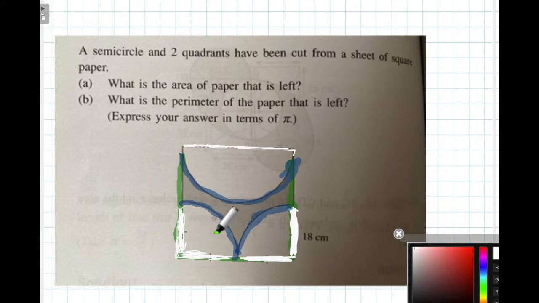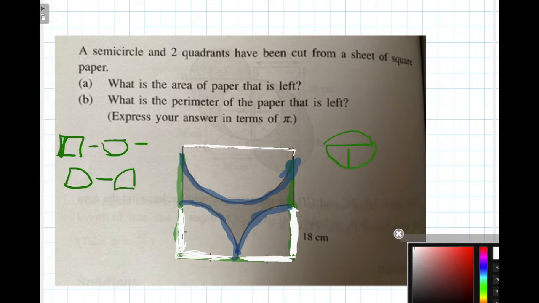So now you can see what is left is the area of the paper. So you have to use the square and minus off this semicircle and minus off the 1/4. Correct? And then this is what you will be left with. But you realize that one semicircle and 2 quarters make a whole circle. Correct? So in this case, you just use the square to minus off the area of the whole circle.